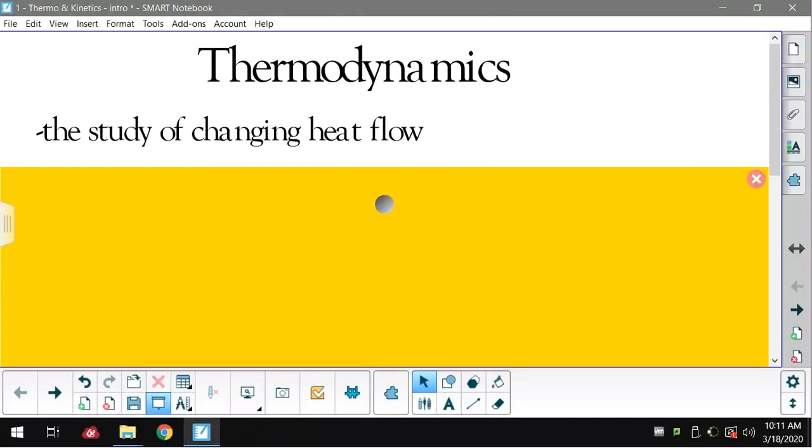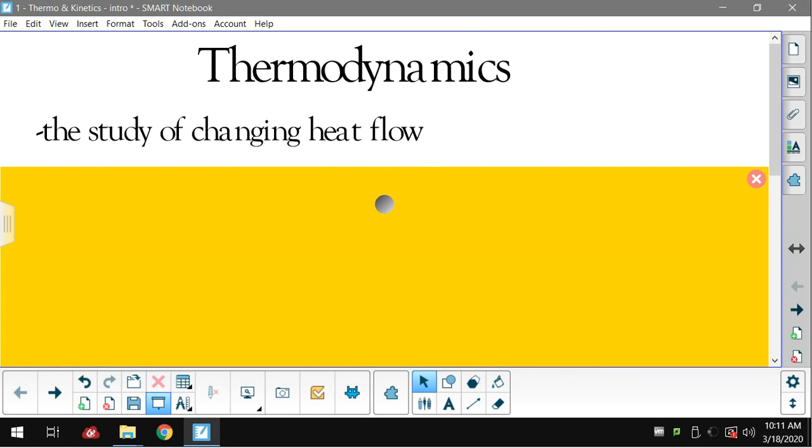Okay, so we're starting a new unit. This new unit is called Thermodynamics, Kinetics, and Solutions. All three of those work really well together. We're going to start out by reviewing thermodynamics. We've talked about this before, and that is the study of changing heat flow.